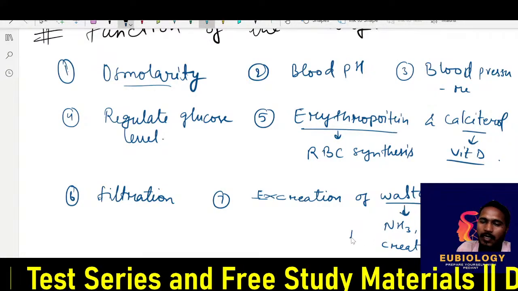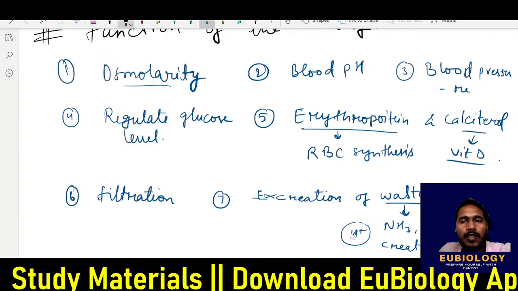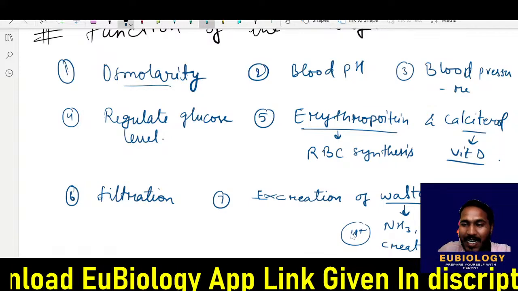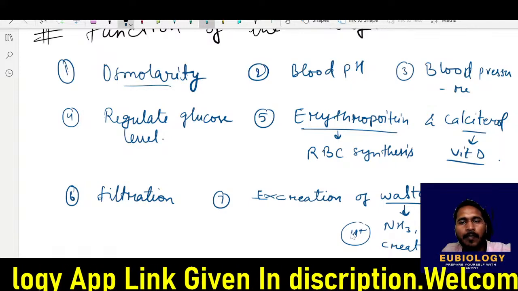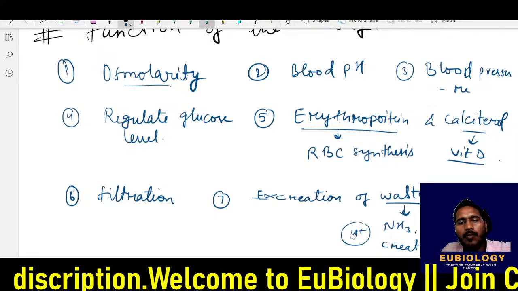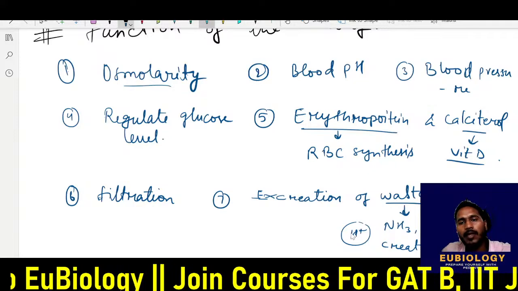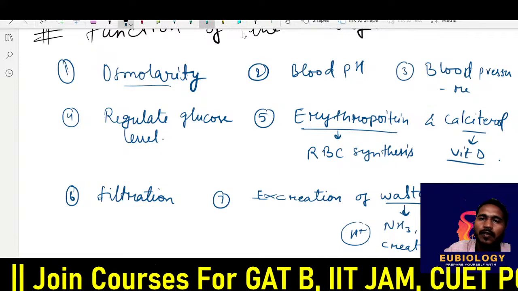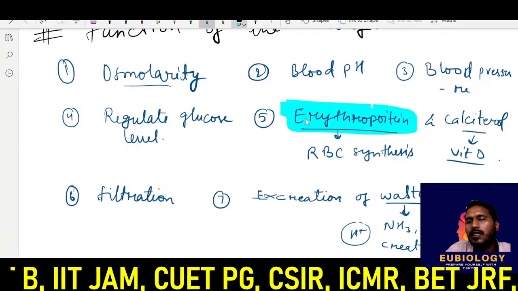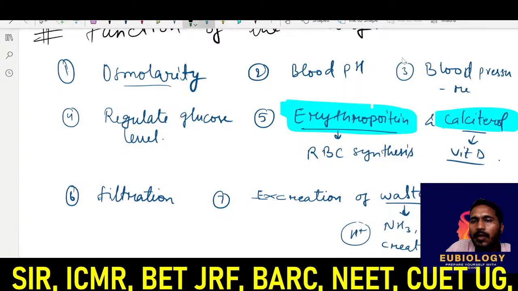If you think that H plus is also waste, it's not actually waste. The reabsorption and secretion of H plus occur because of the maintenance of the pH and the maintaining of the osmolarity. So these are the important functions of the kidney which you have to remember always. They can ask about erythropoietin, and they can ask about the role in pH balance.